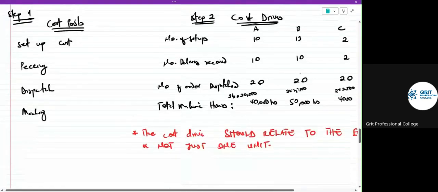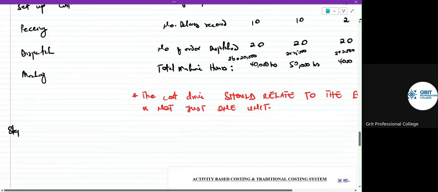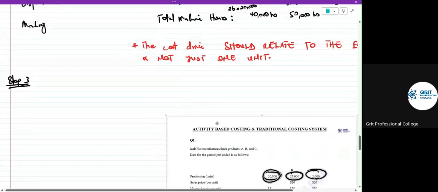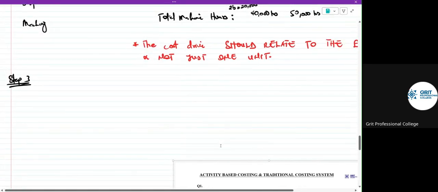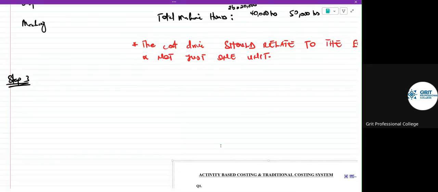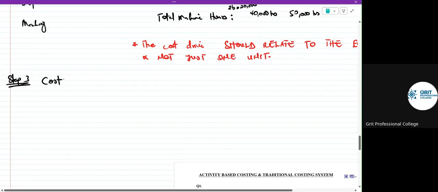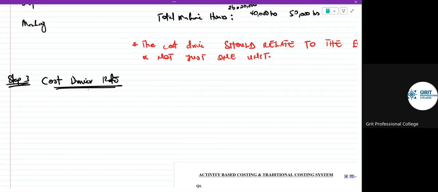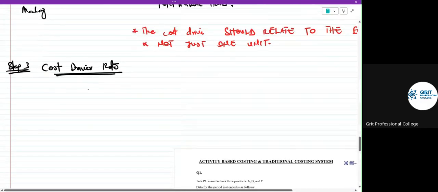All right. Then step 3. What does step 3 say? Calculate the cost driver rate. All right. So the next one is what we call the cost driver rate. And how do we get a cost driver rate?